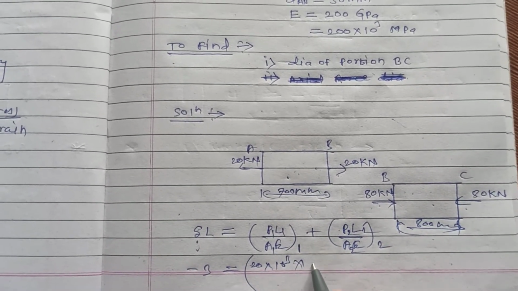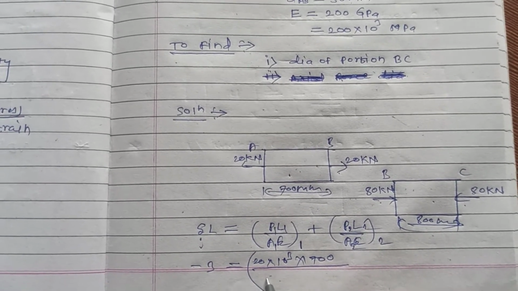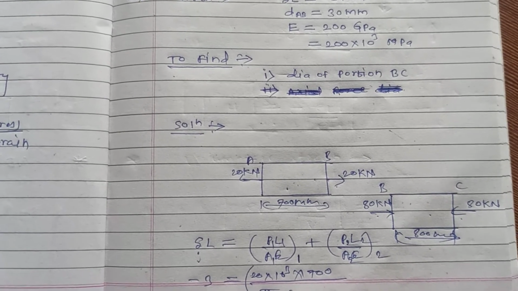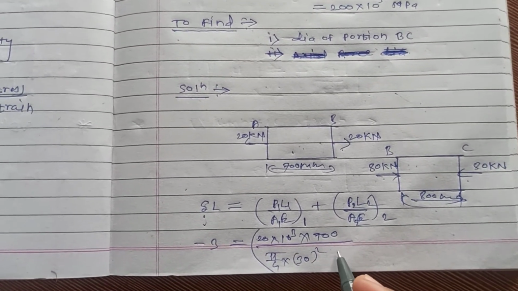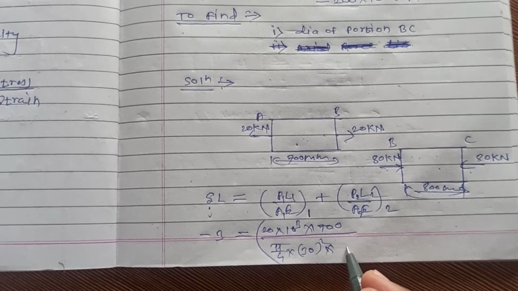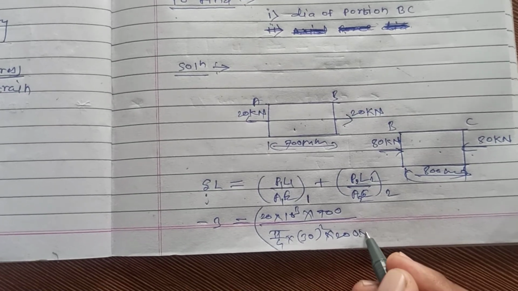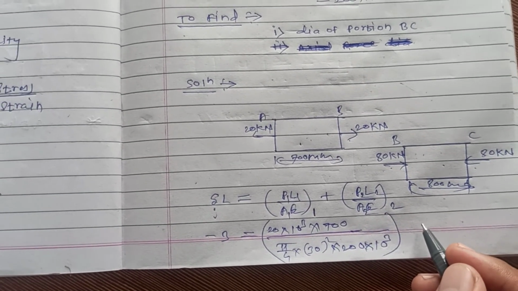So into L1, that is 700, divided by A1, which is pi by 4 into D square, D is given, that is 30 square, into E is given, that is 200 into 10 raised to 3, bracket close.